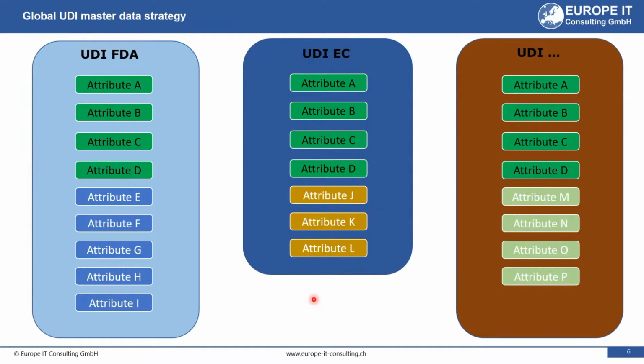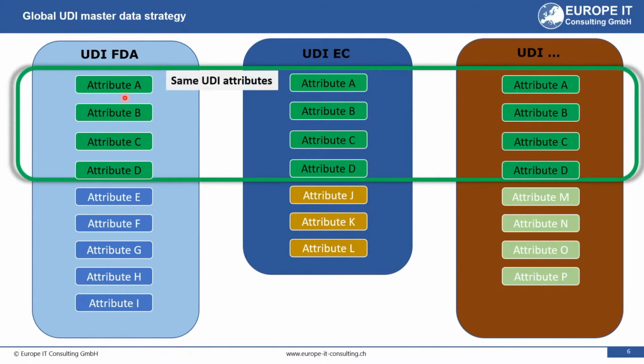So, what should the optimal data management strategy look like? Basically, we have different authorities like FDA, the European Commission, and many more to come. The databases of the authorities have some identical and some different attributes. For the identical attributes, we could now create a common data set and use these values for all authorities.